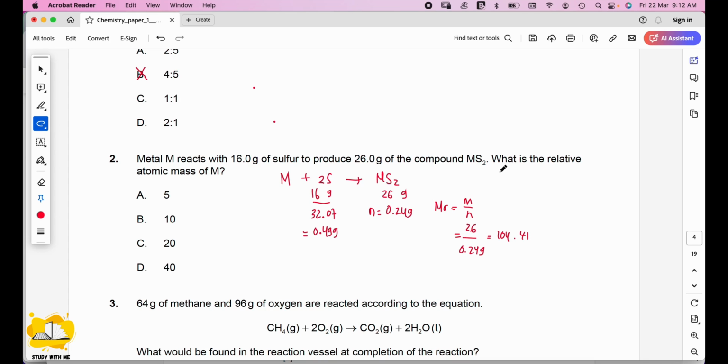Now we know the molar mass of MS2 is 104.41, and we know that the relative atomic mass of S2 is 32.07 times 2, which is 64.41, so you can just eliminate it. So the relative atomic mass of metal M will be 104.41 minus 64.41, that would be 40. So the answer will be D.